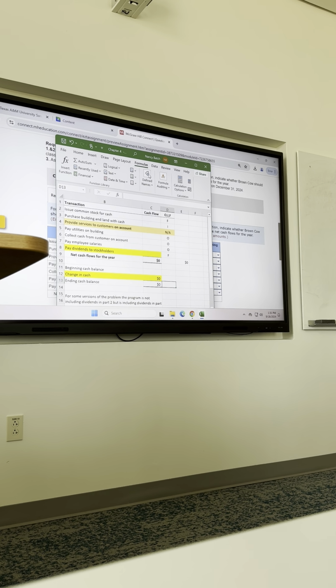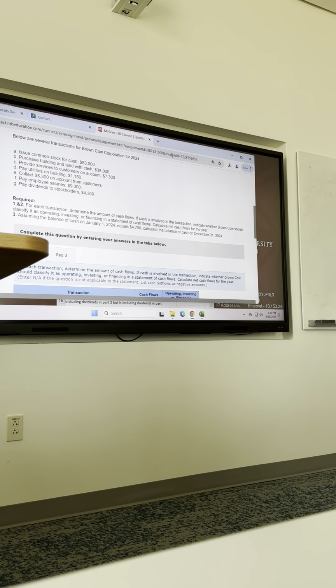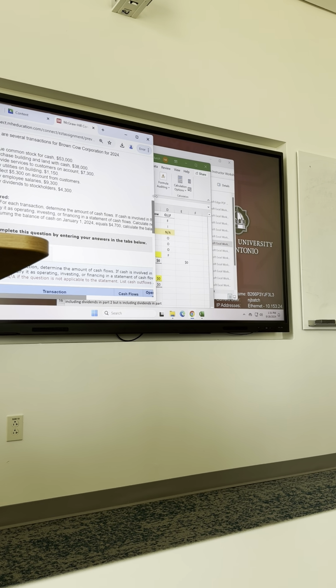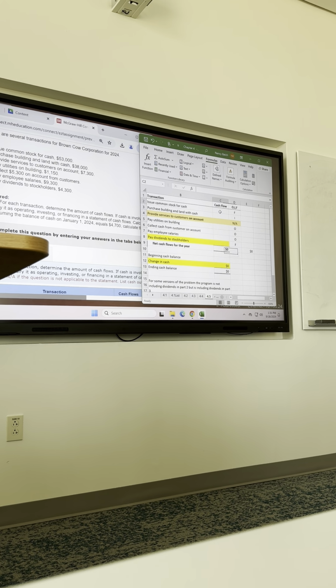Okay? So, we want to figure out our cash flows for the year, starting with issuing common stock for cash, $53,000. So I'm going to call that what? A financing activity. This is my own common stock. It's a cash inflow of $53,000. I'm going to buy building and land with cash. That's an investing activity. An outflow, negative, of $38,000.